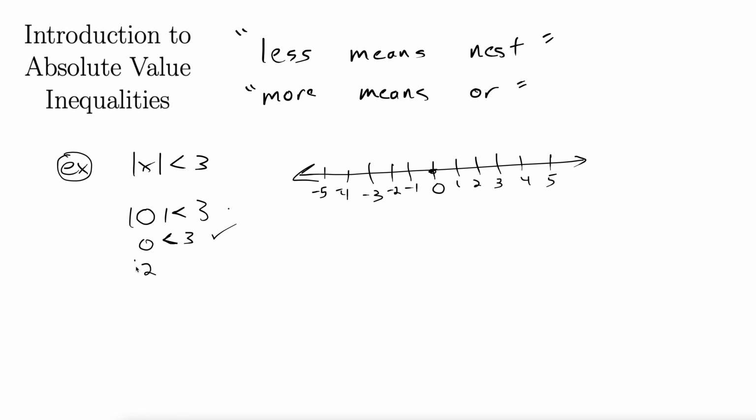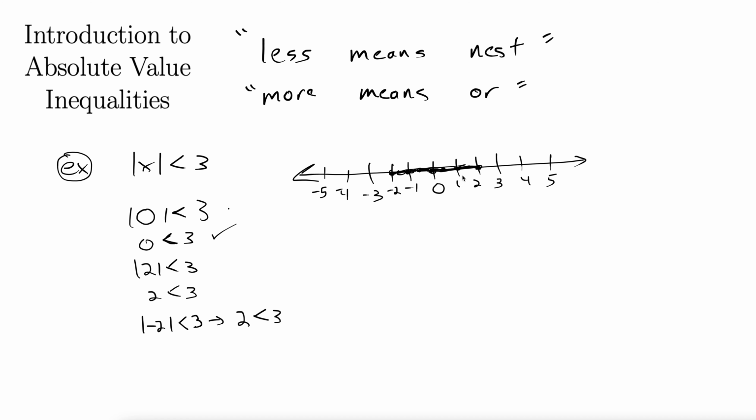Let's try 2. Well, absolute value of 2 is 2, and 2 is less than 3. So 2 is in there too. How about -2? Absolute value of -2 is +2, and 2 is less than 3. So -2 is in there as well. And you can imagine -1 is in there, 1 is in there. How about 1/2? Yeah, 1/2 is less than 3. -1/2 is less than 3. So all these points are going to be in there. So let's just fill this in.